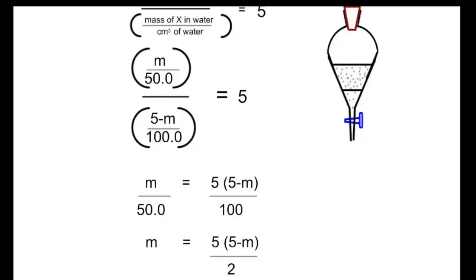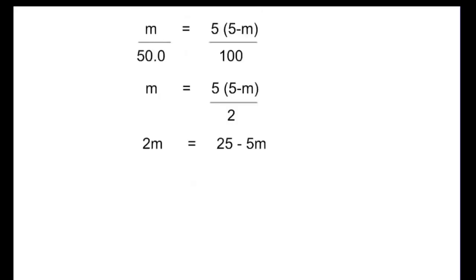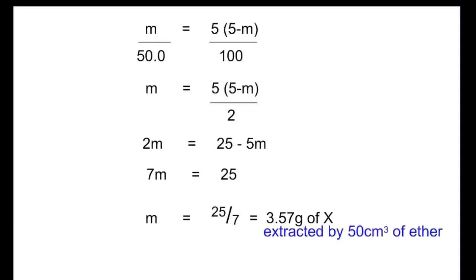We can reduce that down by multiplying by 50. That gives us M on its own on the left, and 5 into 5 minus M over 2 on the right. Just follow your way through and you can see M turns out to be 3.57 grams of X. So if you use 50 cubic centimeters in one go, 50 cubic centimeters of ether extracts 3.57 grams of the 5 grams. So that's quite a lot.